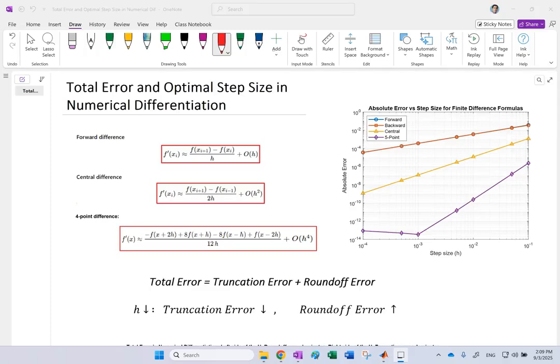Hello everyone. In this short video, I want to talk about something that is very important when you are doing numerical differentiation. When you numerically calculate any derivative, the total error that you have, which is the difference between the approximation that you get and the actual value of the derivative, comes from two sources. One of them is the truncation error that we talked about in my previous videos, and the other one is roundoff error.